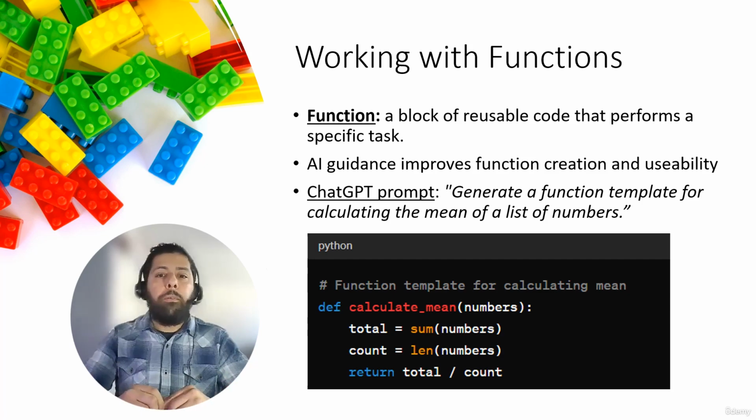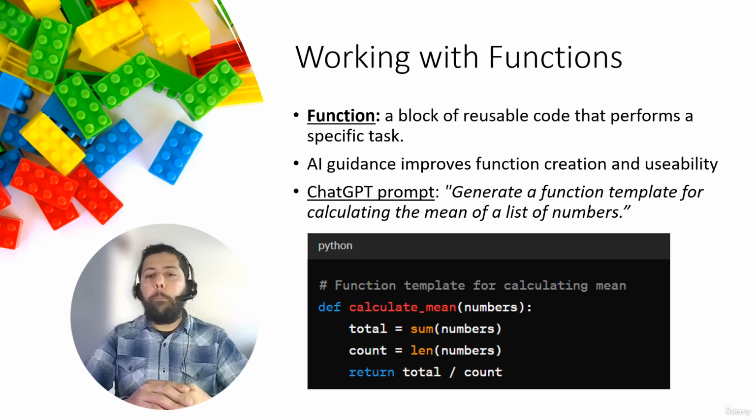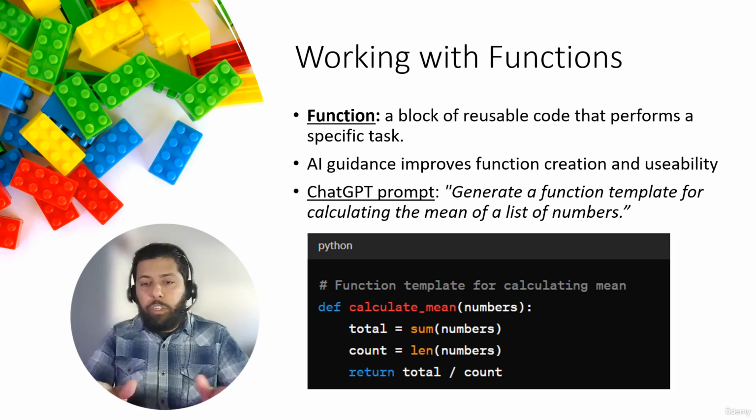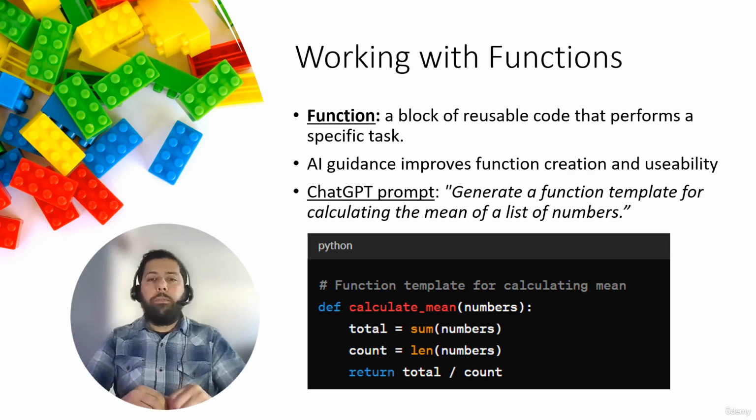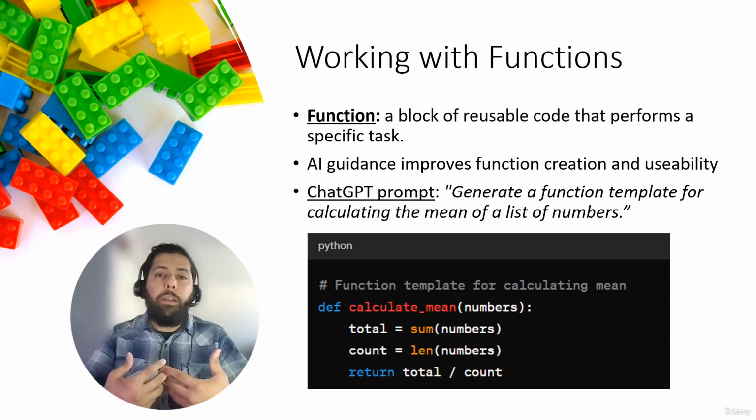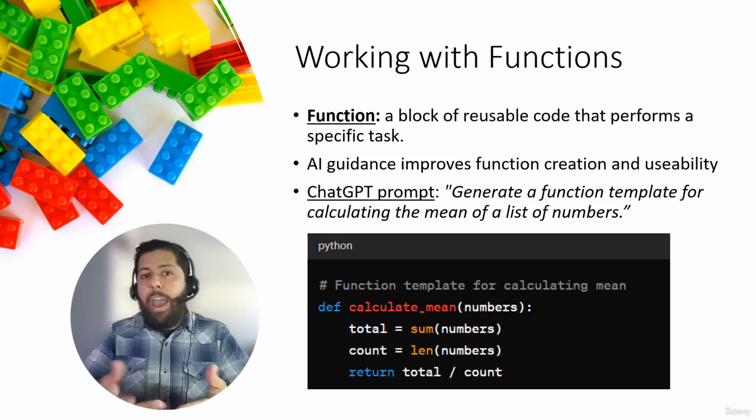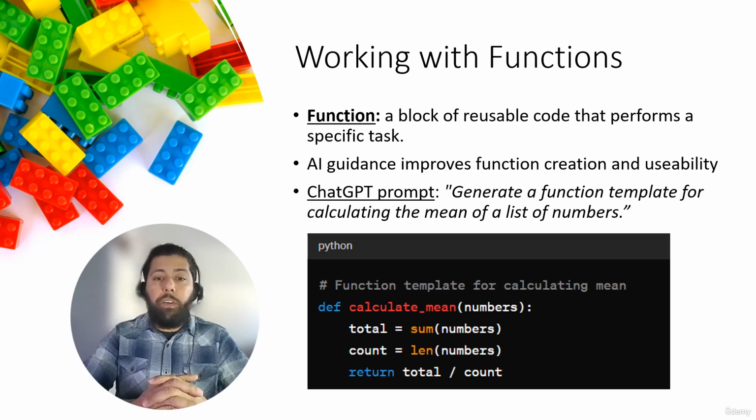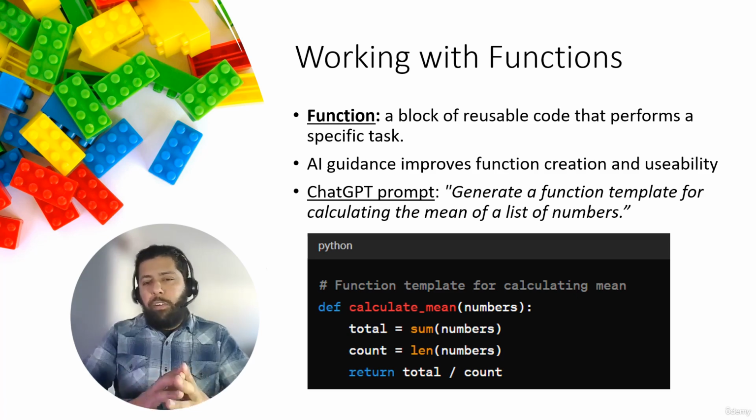Here's another example, right? Generate a function template for calculating the mean of a list of numbers. So now you can have ChatGPT basically create any type of function that you want. And you'll notice that ChatGPT creates functions quite often in programs that you prompt it, or in programming needs that you want to fulfill. So here's a function template for calculating the mean.